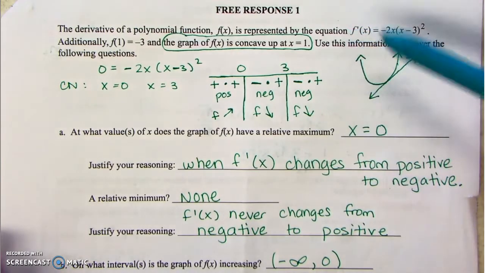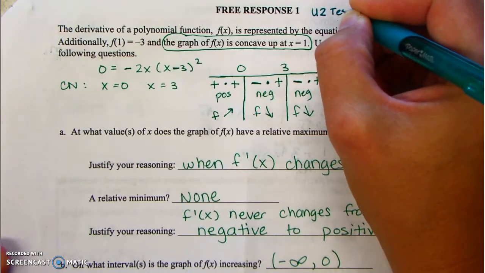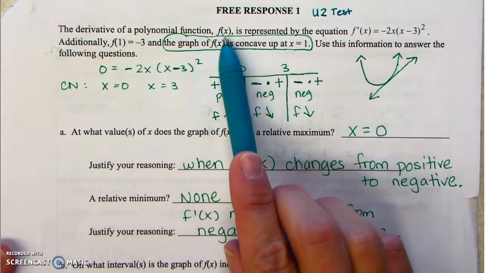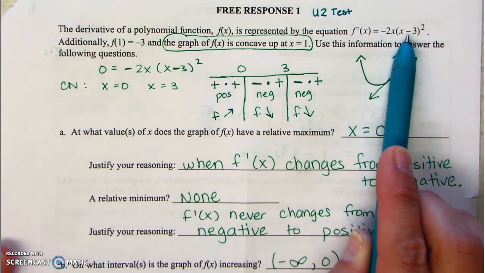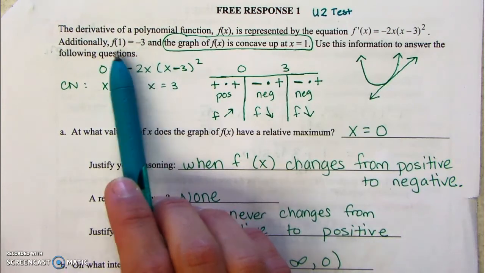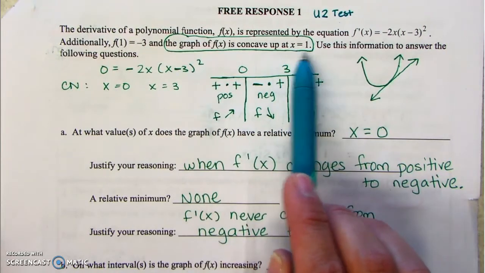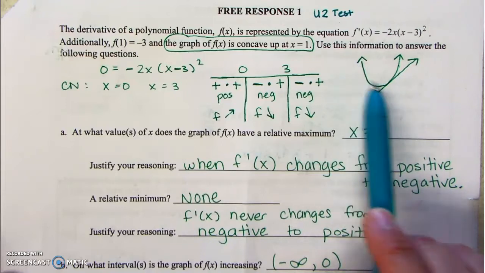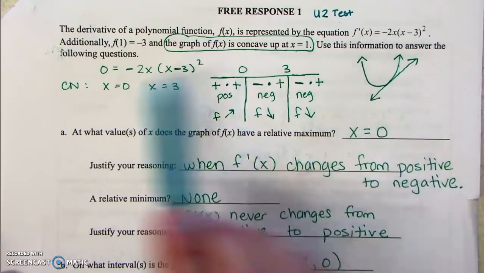Okay, so here's the free response for the Unit 2 test for AP Calculus, the test review. The derivative of the polynomial f is represented by the equation here. So they're giving us the derivative instead of you having to take it yourself. Additionally, they give us an x and a y value that we'll probably need to find a tangent line later. And the graph of f is concave up at x equals 1. This concave up, like a cup, is this picture, and we're going to use this to answer the very last question. Use this information to answer the following.